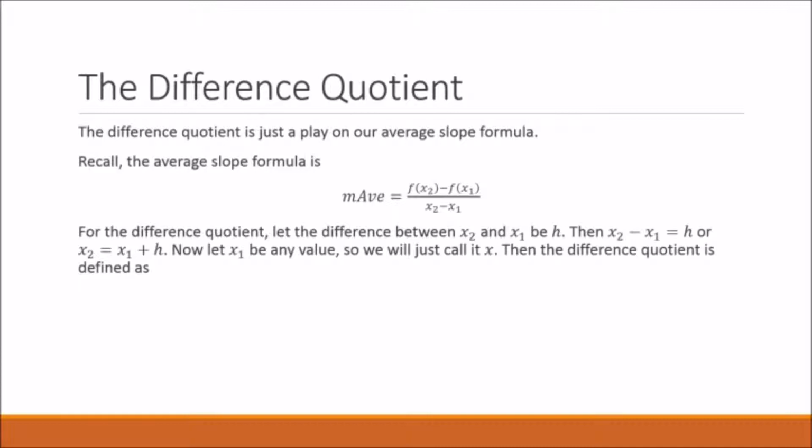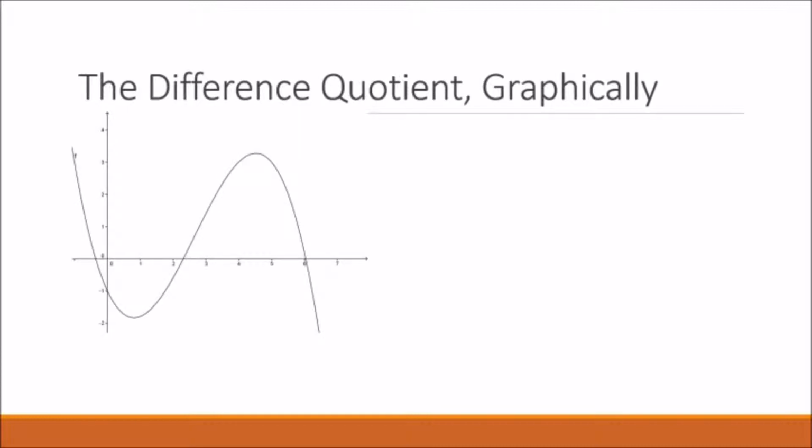Now, because we really don't care what x1 is, we'll just replace it with any old value, so we'll just call it x. And the difference quotient is now f of x plus h minus f of x divided by h. So let's look at the difference quotient graphically.